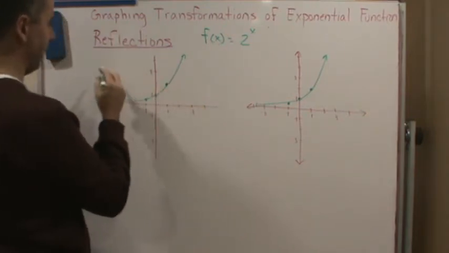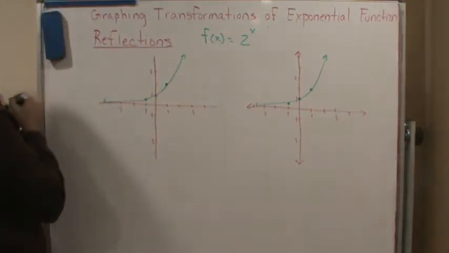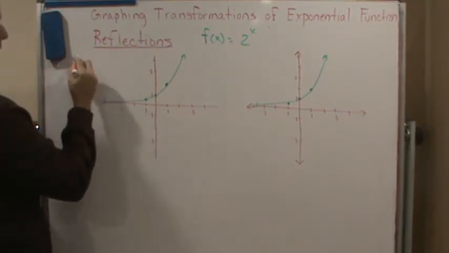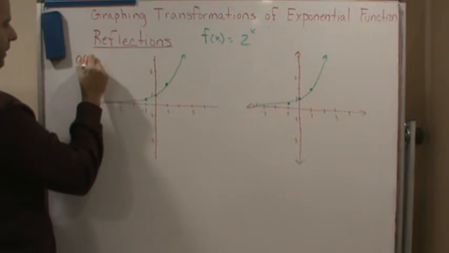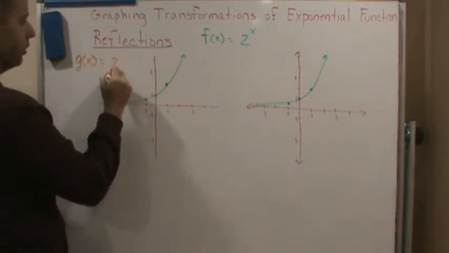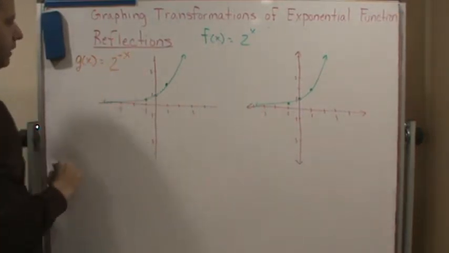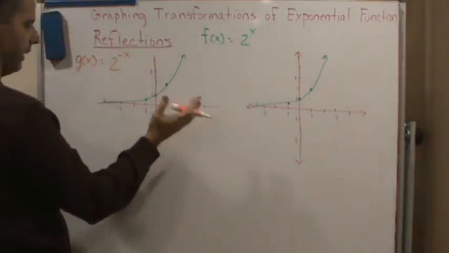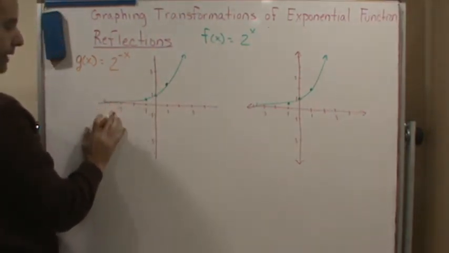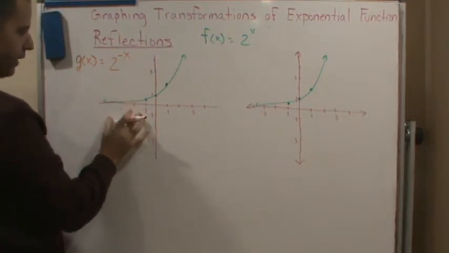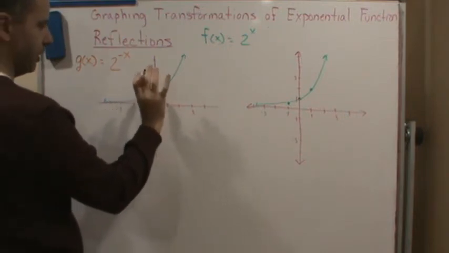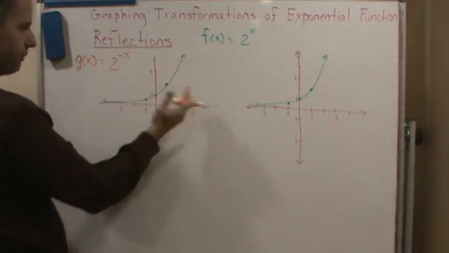So if I want to graph, let's do this one, g of x equals 2 to the negative x, well then what's happening here is I'm taking all of the x values here and I'm making them negative, and all of the x values here are going to become positive. So basically I'm reflecting this graph across the y-axis.